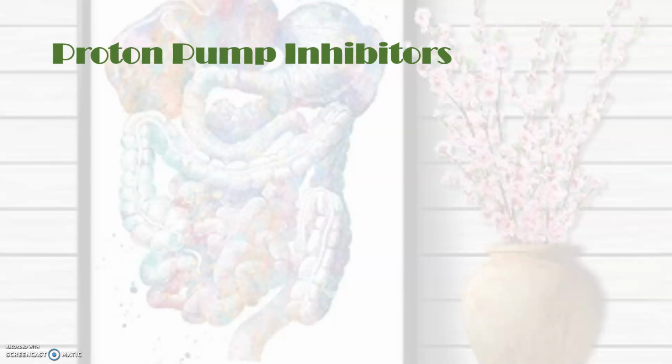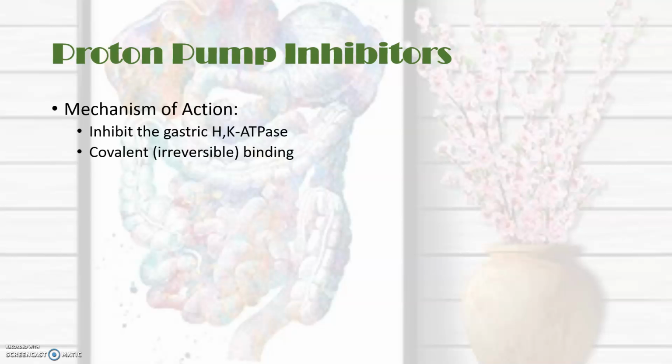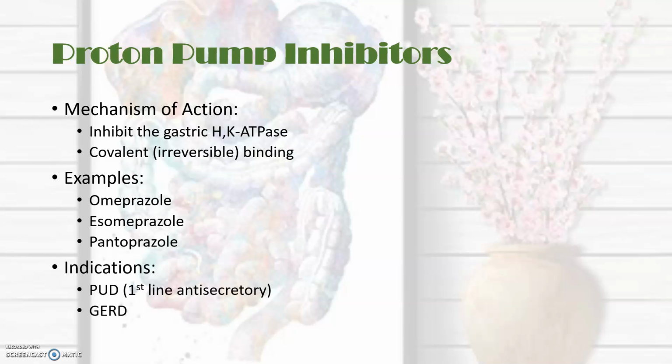So we're going to go through each of these drugs and look at their pharmacology in a bit more detail. So the proton pump inhibitors inhibit the gastric hydrogen potassium ATPase pump through covalent, which is irreversible binding. And these are some examples. So they tend to be used as a first-line anti-secretory drug in peptic ulcer disease and can also be used for gastroesophageal reflux.